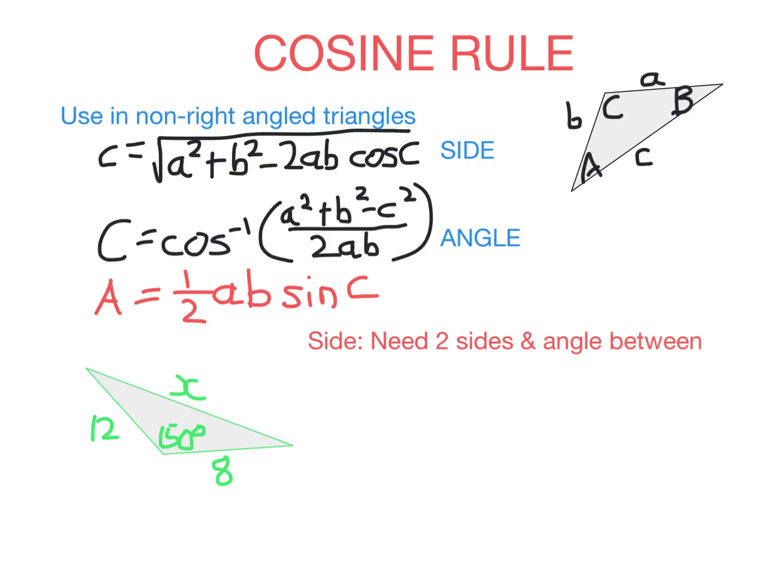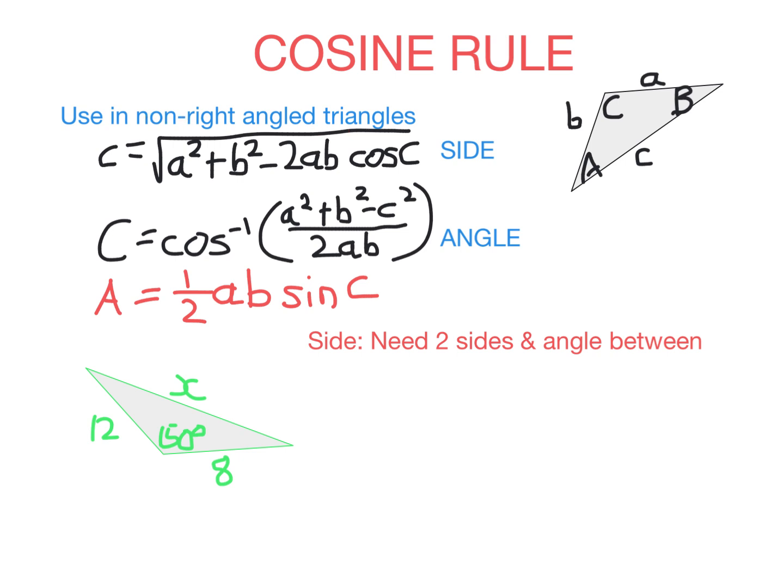Thank you so much for tuning into this video in which we will look at the cosine rule. We've already looked at the sine rule. Now we're using the cosine rule. Just like the sine rule, we use the cosine rule to find unknown sides or angles in non-right angled triangles.